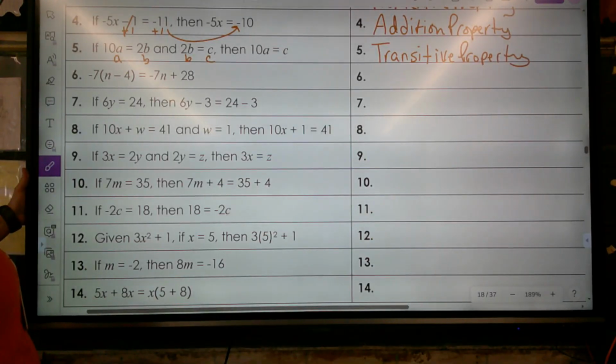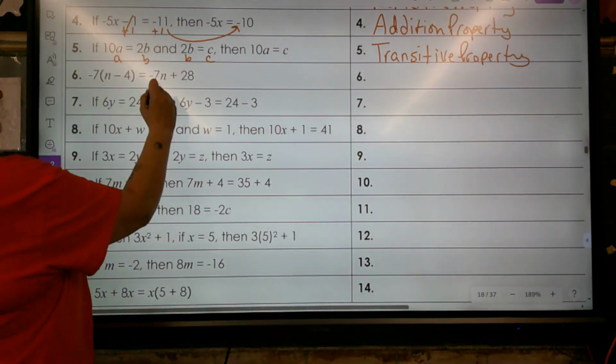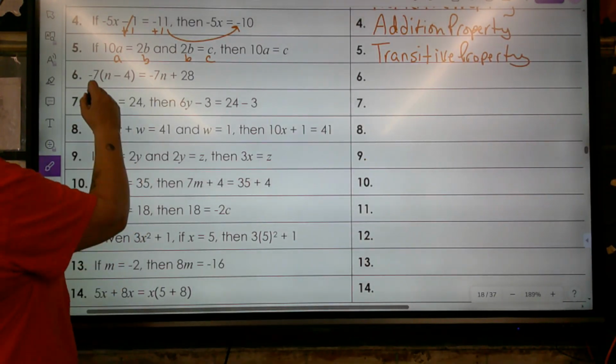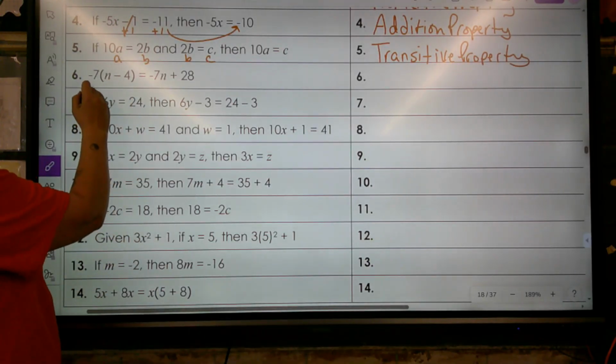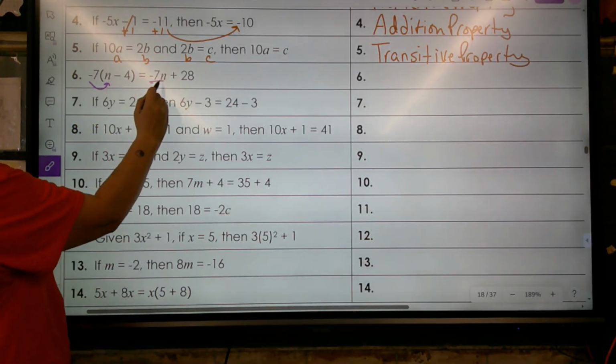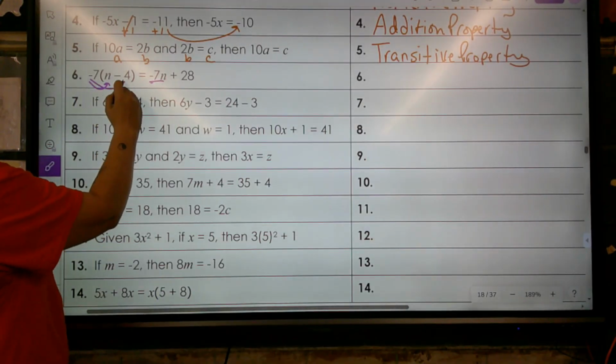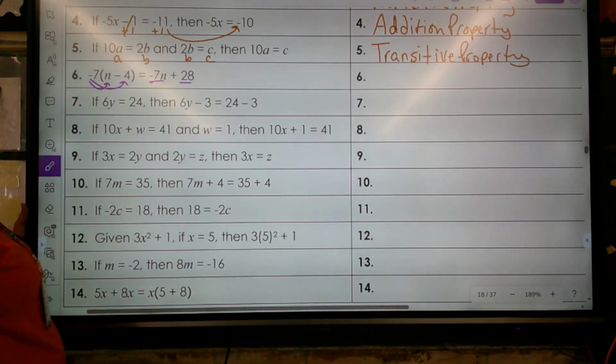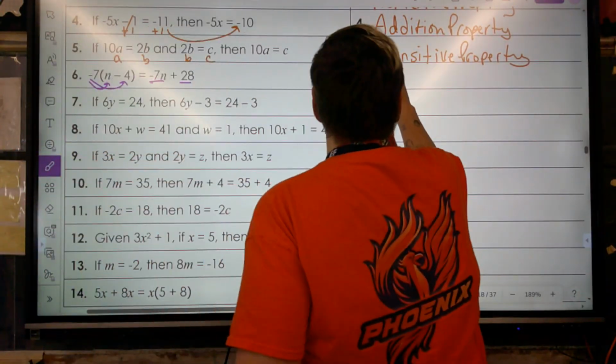All right, 6. Negative 7 times the group n minus 4 is equal to negative 7n plus 28. How did we get from here to here? We distributed to get rid of the parentheses. Negative 7n. Negative 7 times negative 4 is positive 28. We distributed. That's distributive property.